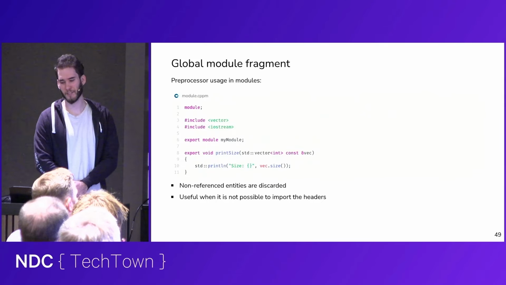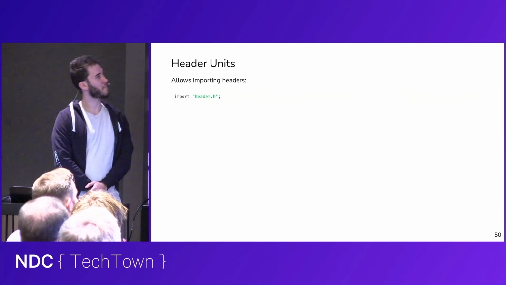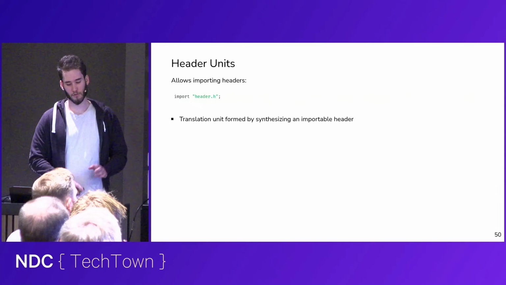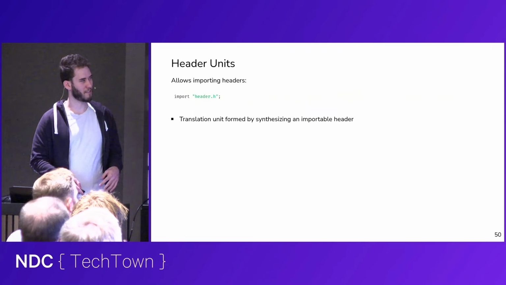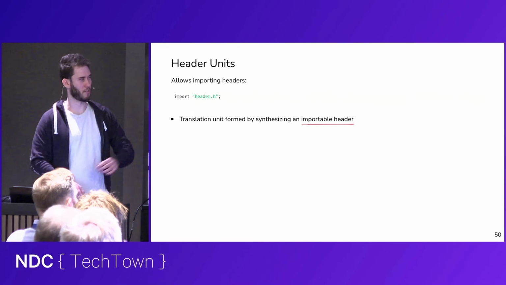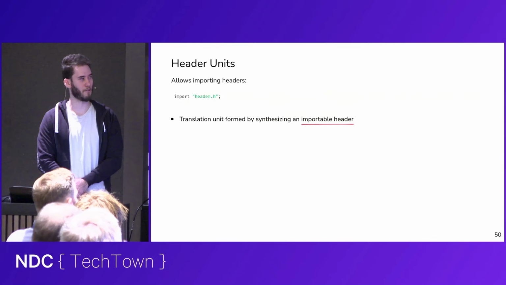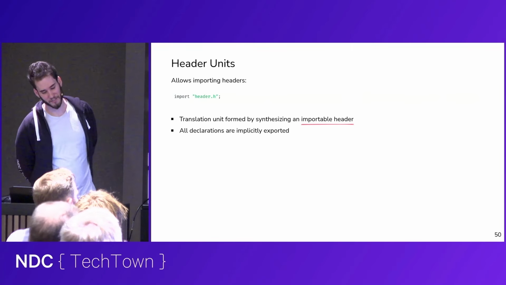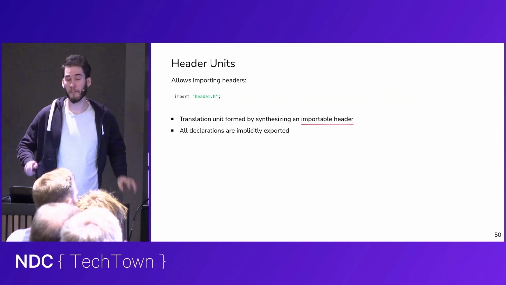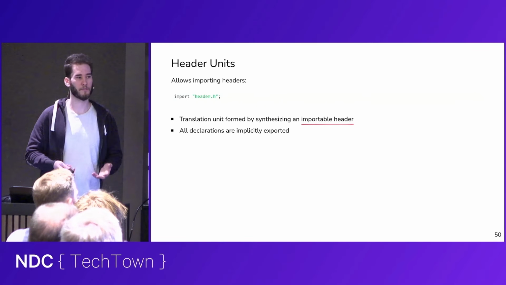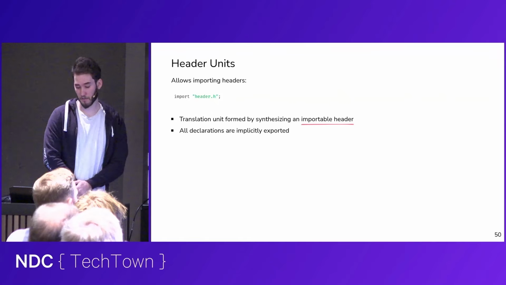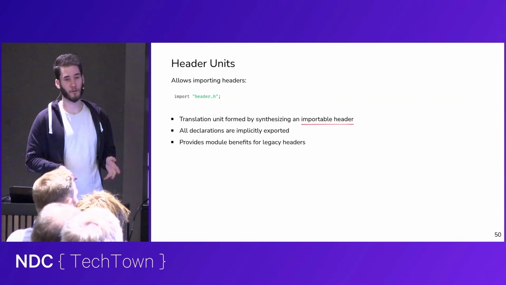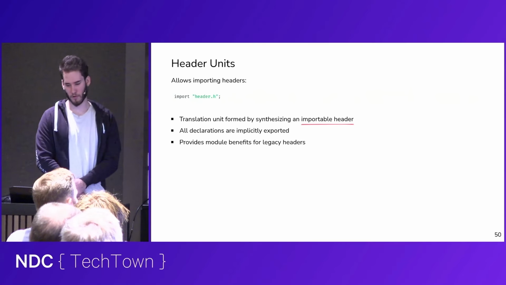Importing headers? What does that mean? So that's the next part. That's the header units. They basically are a tool that allow you to import a header. And they're translation units that are formed by synthesizing an importable header. Just a note, that's an implementation-defined concept, so I'm in no luck trying to tell you what that means, but, well, good luck. All the declarations here are implicitly exported, so you don't need to go into your old headers and try to export every one of the declarations that were inside of there. You can just suddenly use it. And also they will provide a module-like benefit to your legacy headers that cannot really be converted into a module.